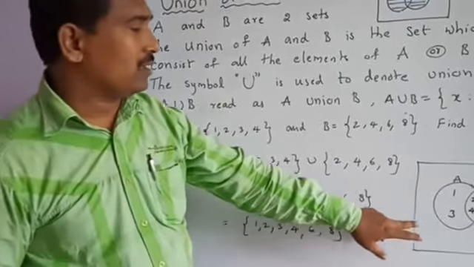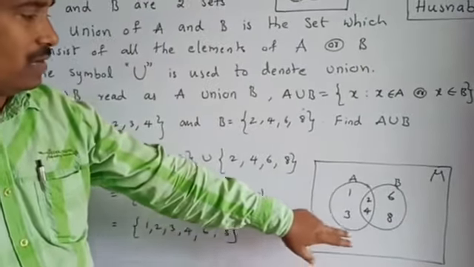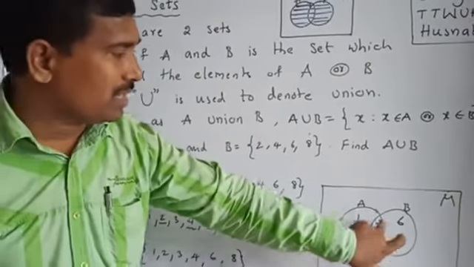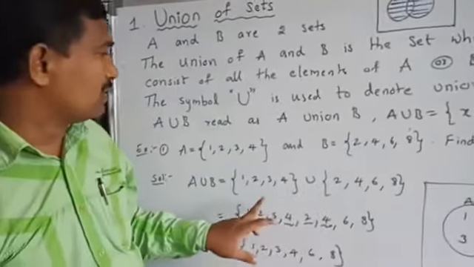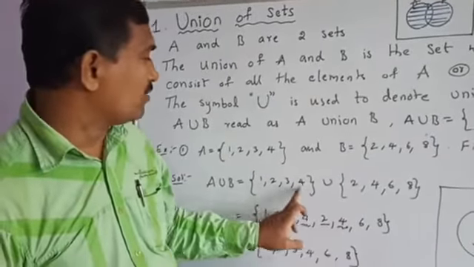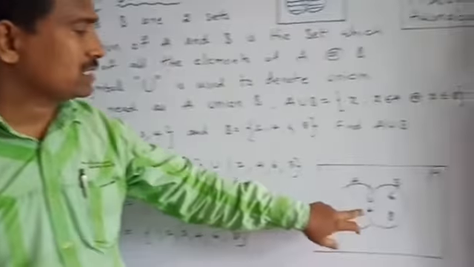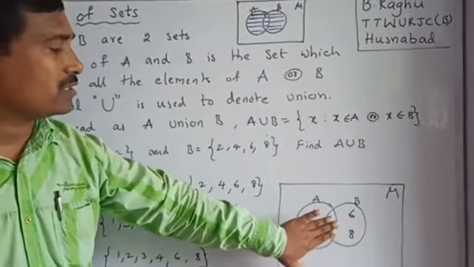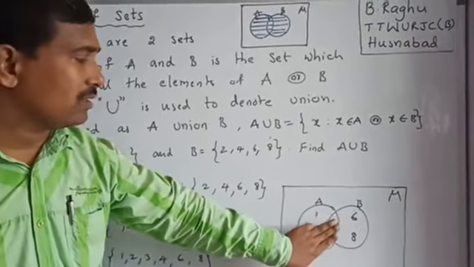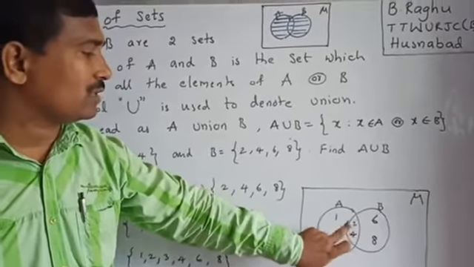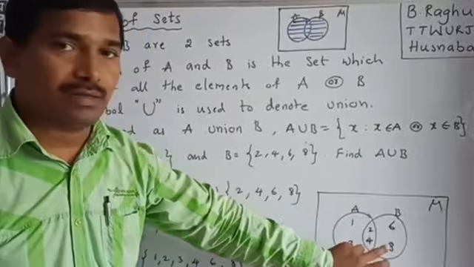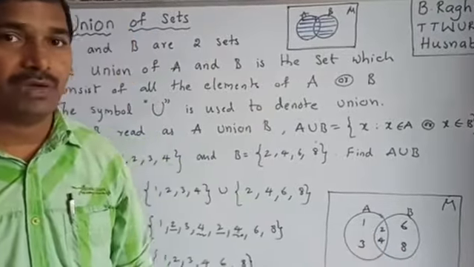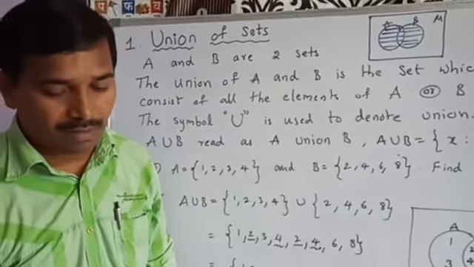This is the Venn diagram of A union B. A is the set, B is the set. Here you can observe that in these two sets, 2 and 4 are common elements. So 2 and 4 are in the common space of A and B. 2 and 4 are in A, and 2 and 4 are in B. This is the common portion. Now let us see another problem.